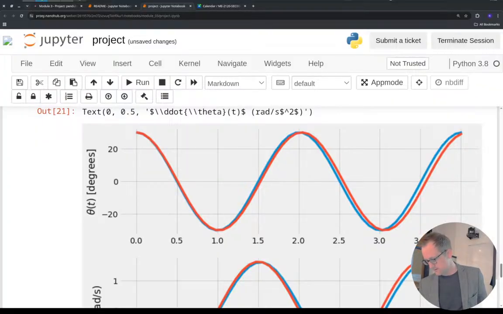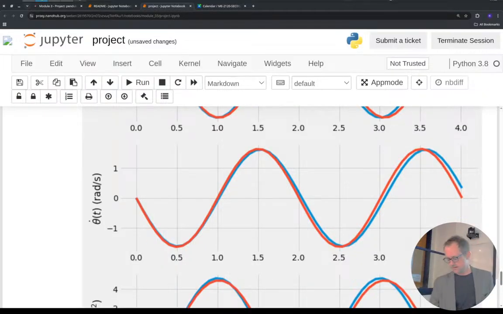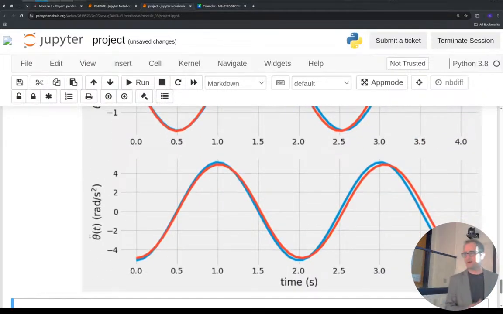What is the amplitude on the third one now? The amplitude looks different. Why is the amplitude different? Oh, that one there, theta. So theta double dot. That's it. Oh, I missed the double dot. So that's radians per second squared now. Why is that one different?